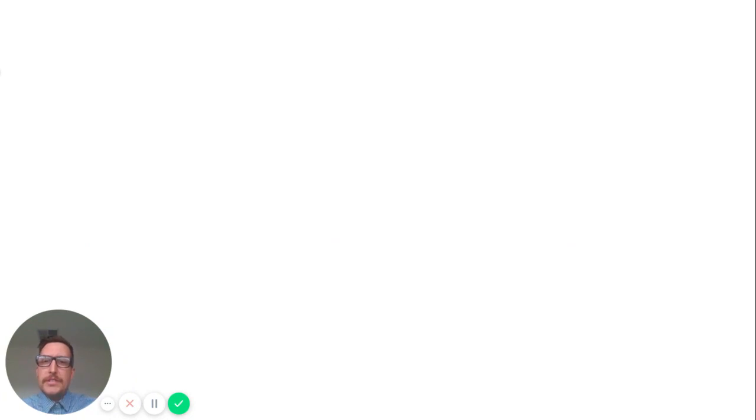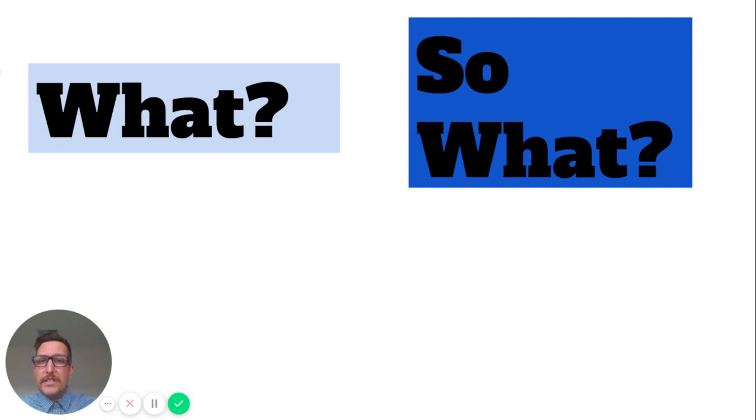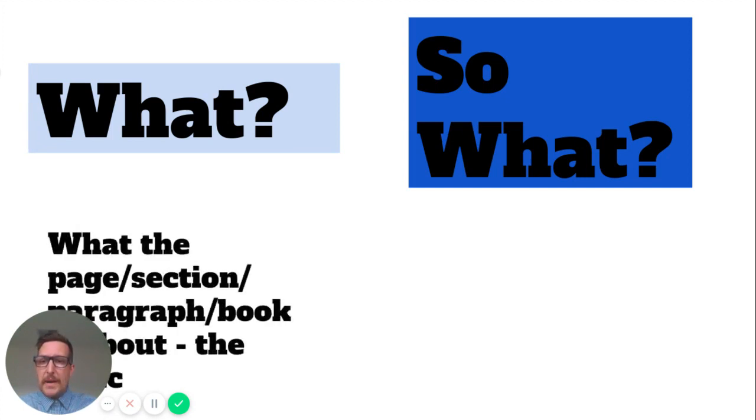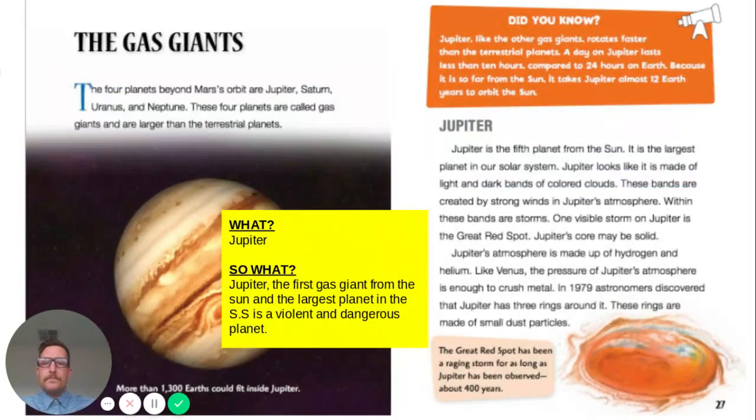Today, we're going to be using a strategy to help us dive a bit deeper. Instead of just saying the topic is the main idea, we're going to look at what about that topic, or so what about that topic. It's a strategy called What? So what? Now, all this strategy is, you think about what the page or section or paragraph is about, the topic, and what about the topic the information is telling you. What is the author trying to say about that topic?